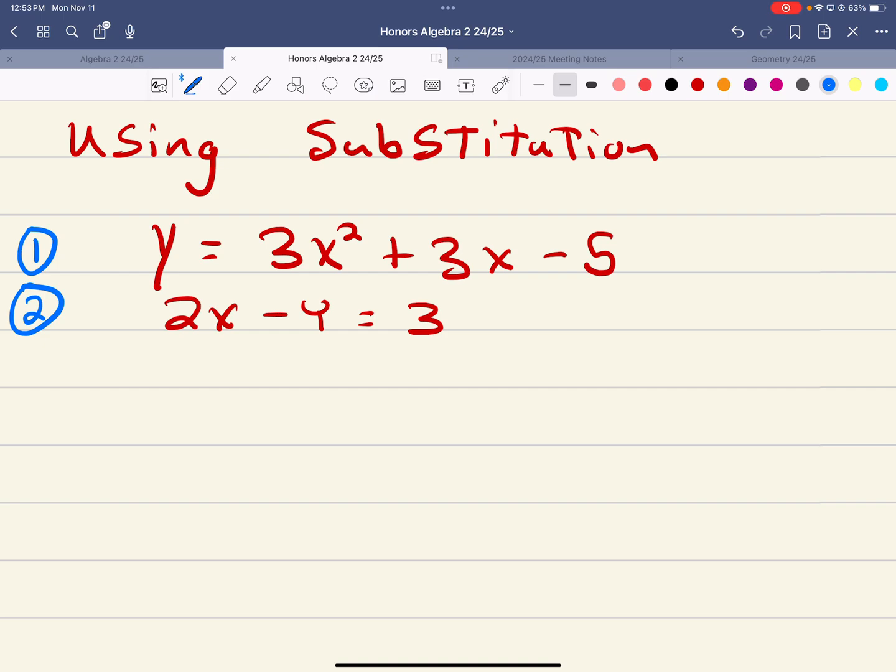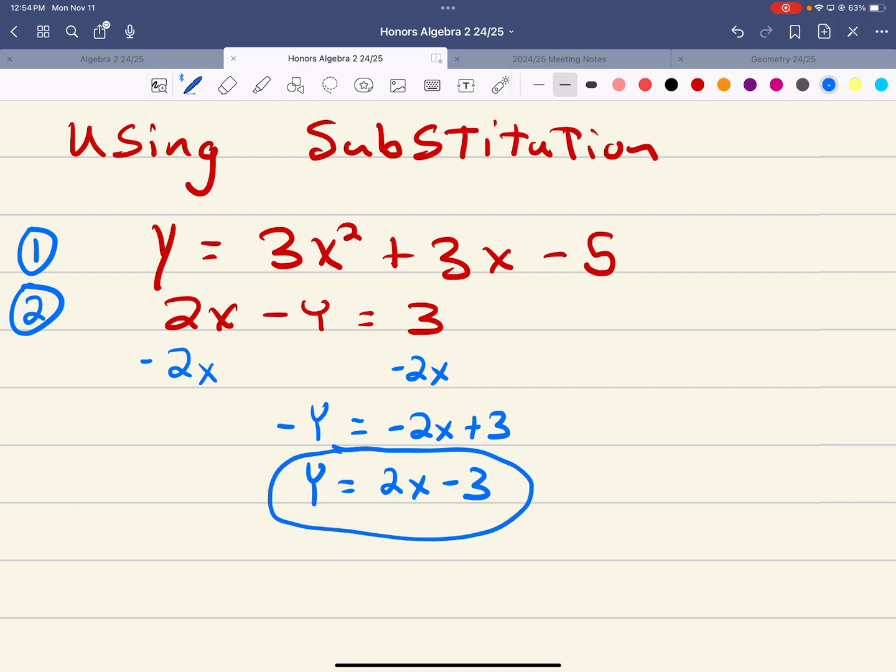I'm going to subtract 2x from both sides. So that gives me negative y is equal to negative 2x plus 3. We don't want y to be negative, so we can just go ahead and switch all the signs. So we get y is equal to 2x minus 3. So now I have another equation. Now what?